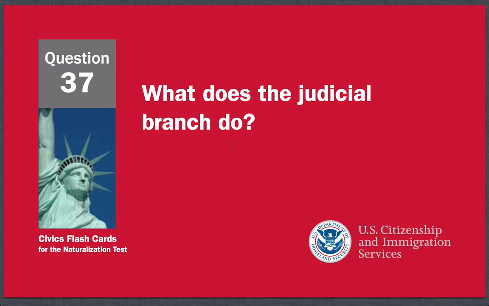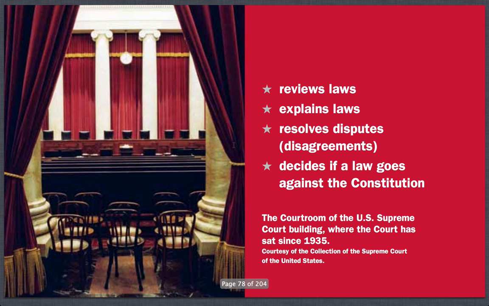What does the judicial branch do? And the judicial, as you can notice, there's the word judge in it. It reviews laws, explains laws, decides if a law goes against the Constitution, like the US Supreme Court decides on the final rules, but you don't have to know all this.